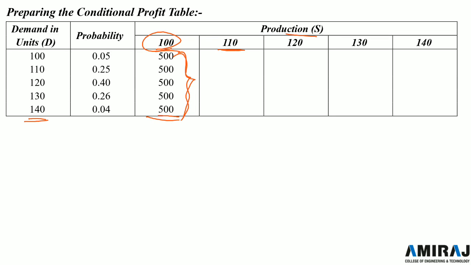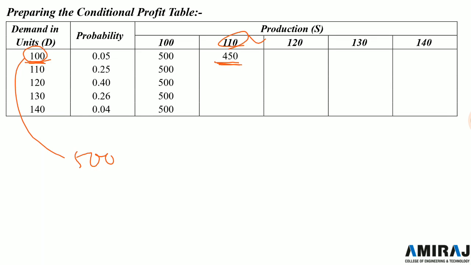Same way, if we take the production as 110, what will happen? We will have a loss of, sorry, 10 units, because we produce 10 units extra, so we will have to bear the loss. So for 100 demand, the profit is 500, but the unsold product will be 10 and we will have a loss of 5 per unit. So 5 into 10 is a 50 loss. Subtracting from that, we get 450.